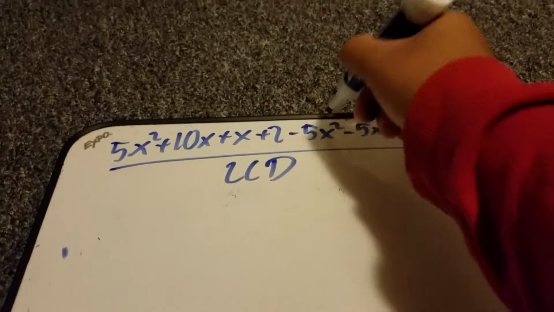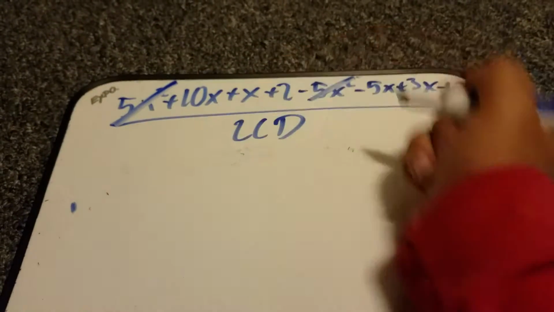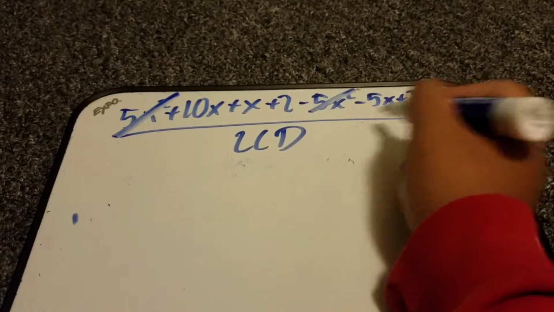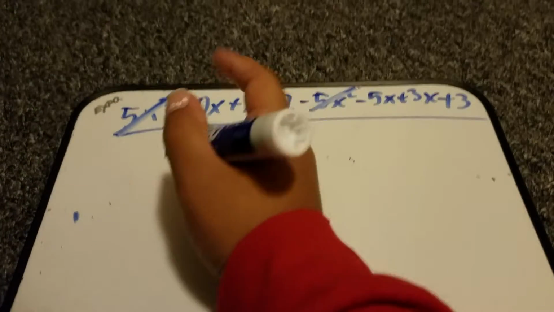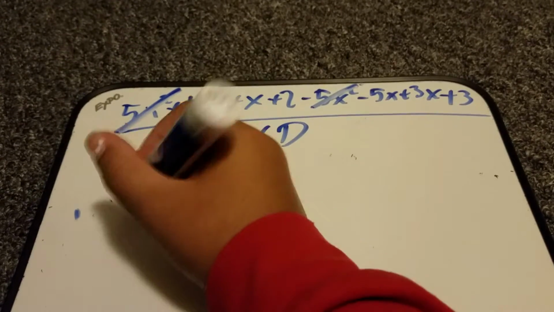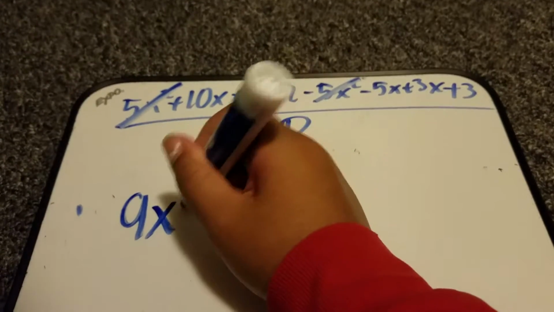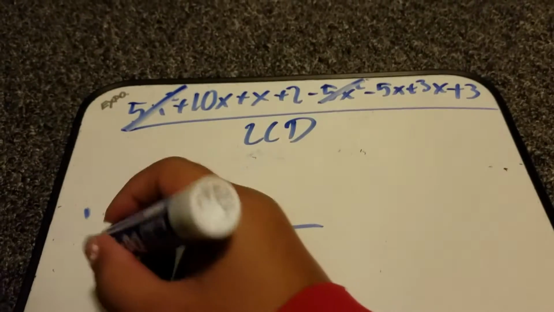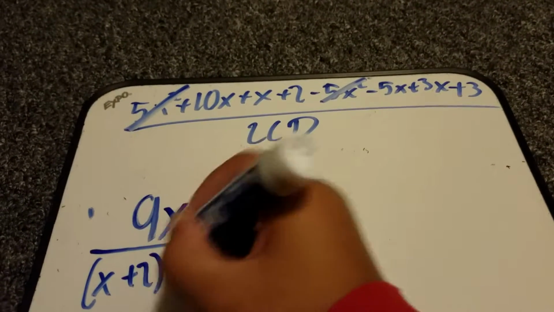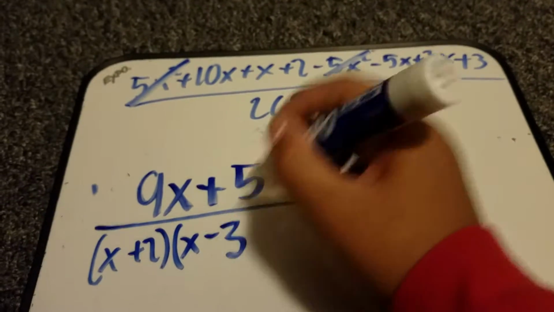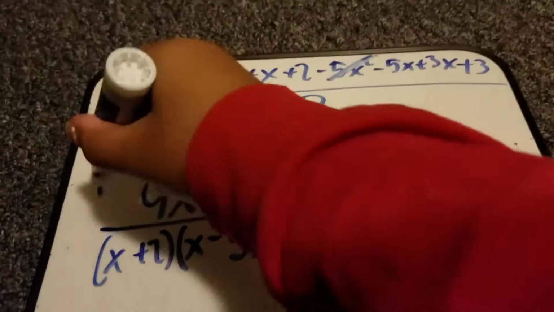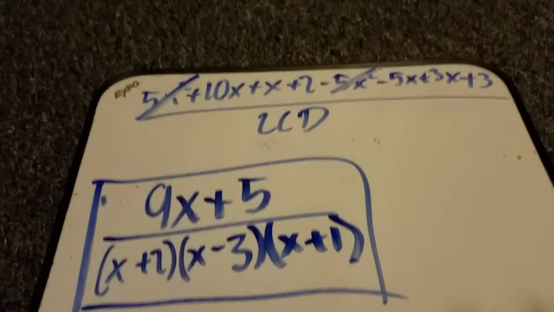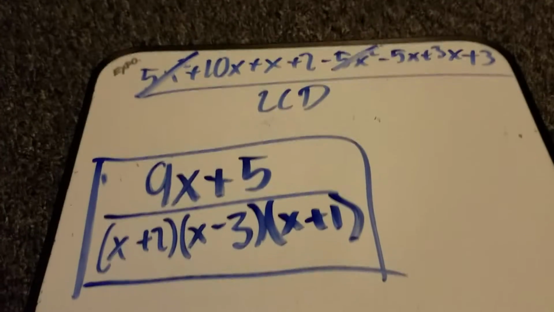Add like terms, so 5x squares would cancel out. That would leave 10, 6, 9. So that'd be 9x plus 5 over x plus 2, x minus 3, and x plus 1. And that is how you subtract rational expressions.